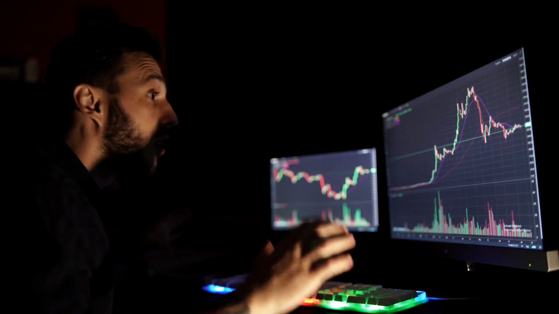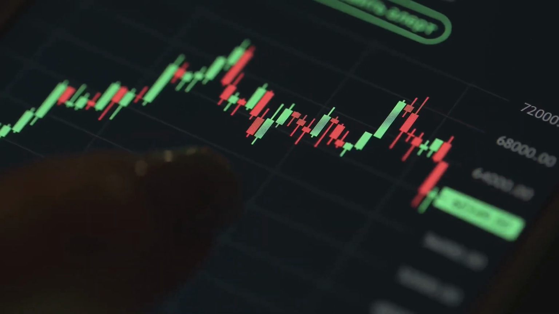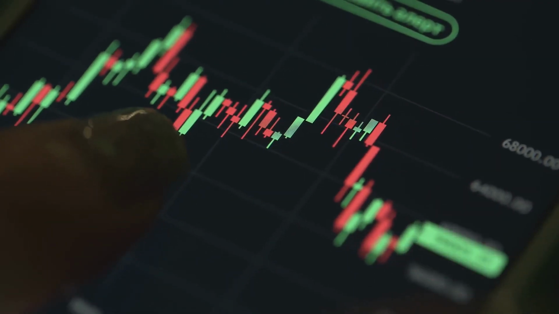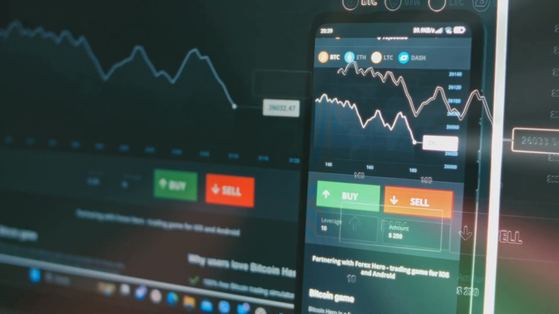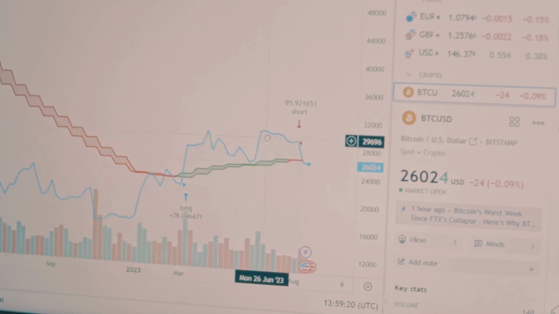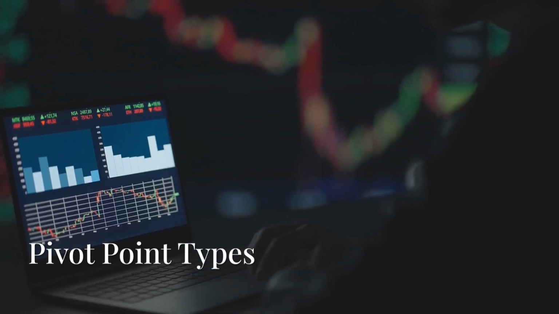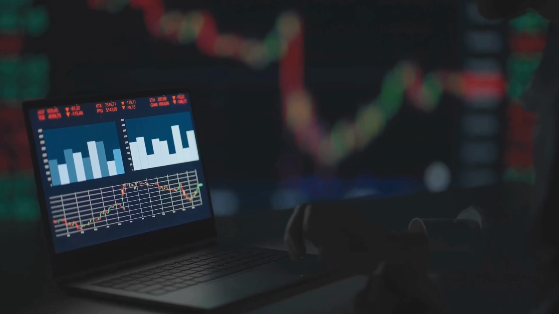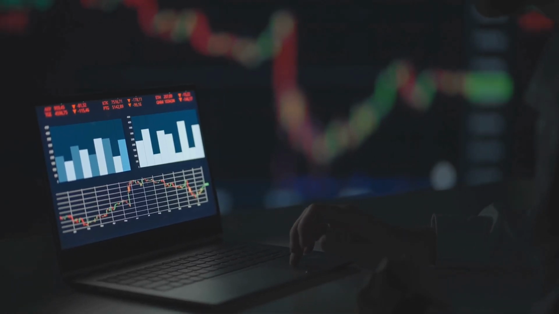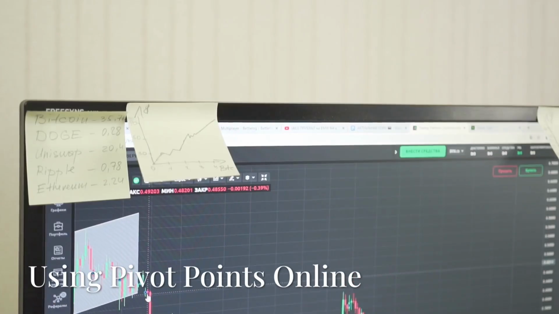Confluence with indicators. Combine pivot points with the 200 EMA to understand trend direction, RSI to confirm overbought or oversold conditions at pivot zones, and MACD for momentum confirmation. Pivot point types you may see online.